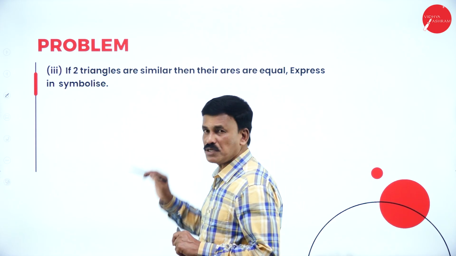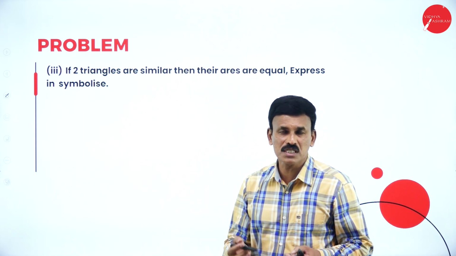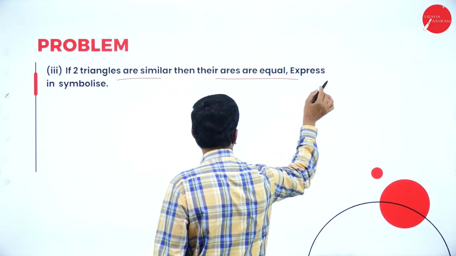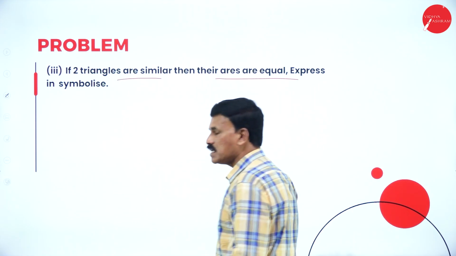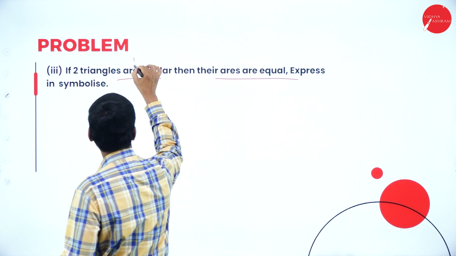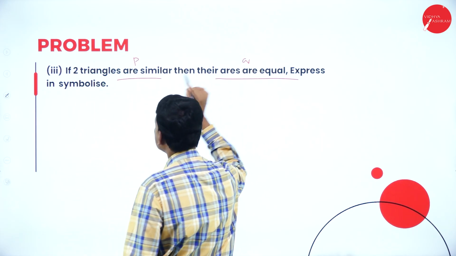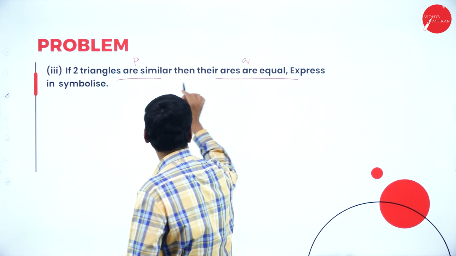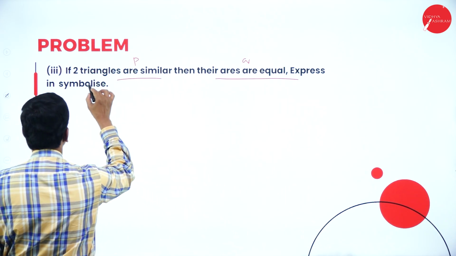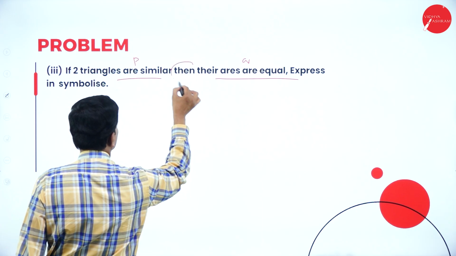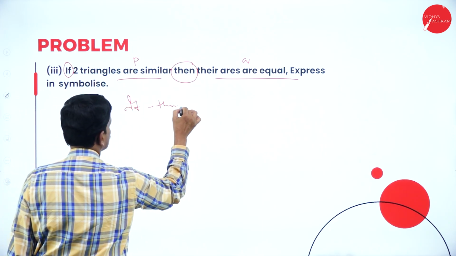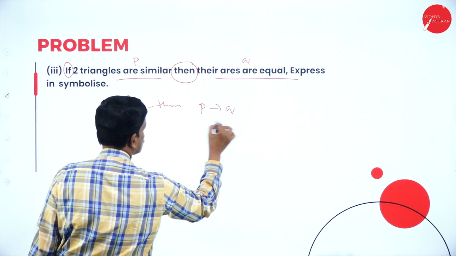Here the problem statement is given. We have to represent the given statement in a symbolic manner. If two triangles are similar, then their areas are equal. Let us consider this as P and this as Q. See here, if two triangles are similar, then their areas are equal. So what is P here? The given condition is if, then. So if then comes, definitely this is a conditional statement.